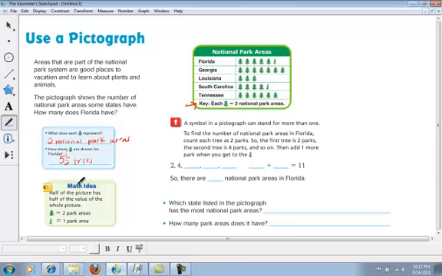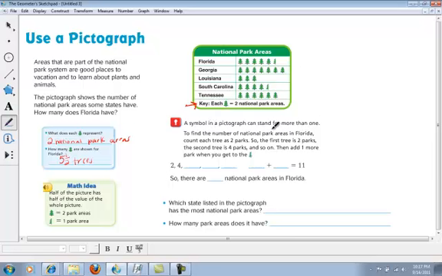Well, let's look down here at this math idea. Half of the picture has half of the value of the whole picture. So since a whole tree is 2 park areas, a half of a tree must mean 1 park area. Now, a symbol in a pictograph can stand for more than one.